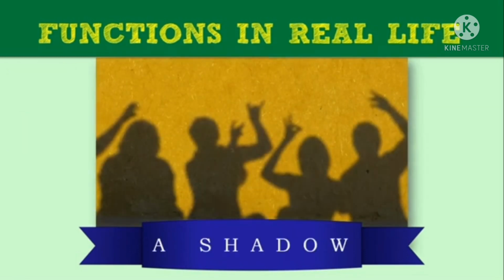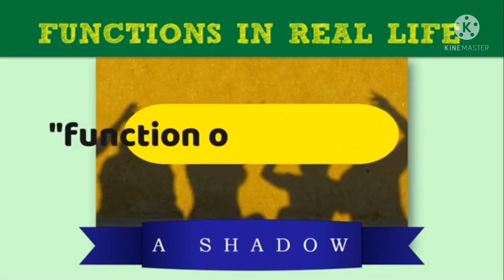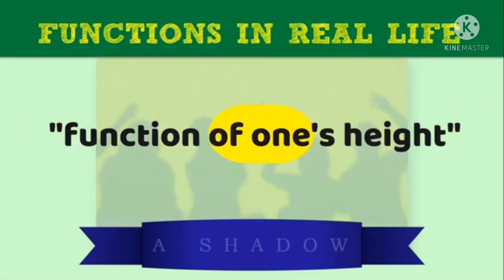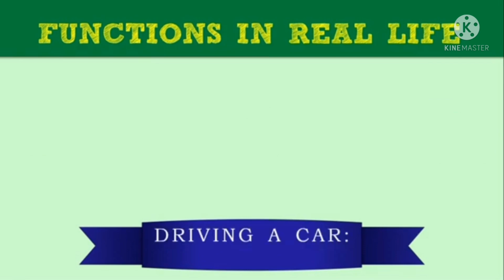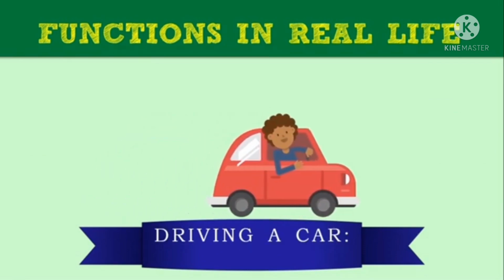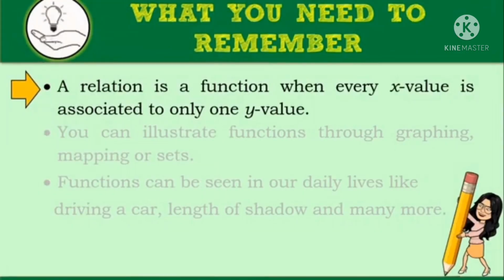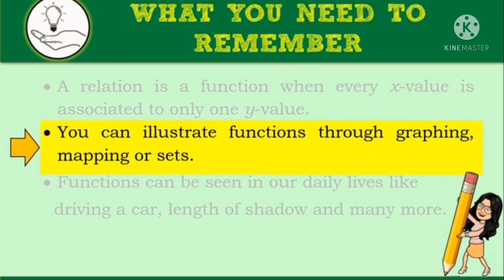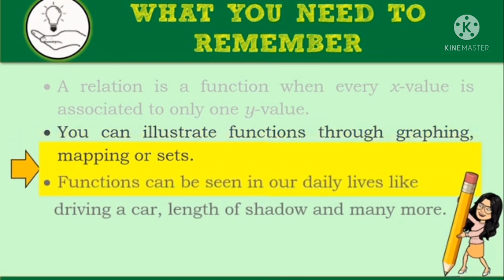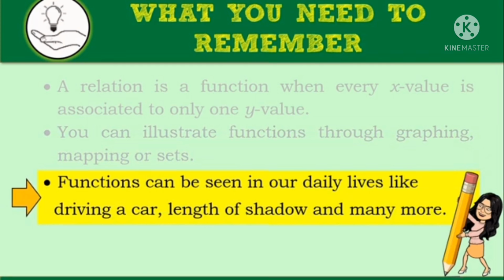Another example is a shadow. The length of a person's shadow along the floor is a function of their height. And the third example is driving a car. When driving a car, your location is a function of time. What you need to remember: a relation is a function when every x value is associated to only one y value. Do not forget that. You can illustrate functions through graphing, mapping, or sets. And lastly, functions can be seen in our daily lives, like driving a car, wherein your location is a function of time, the length of your shadow, which is a function of one's height, and a lot more.